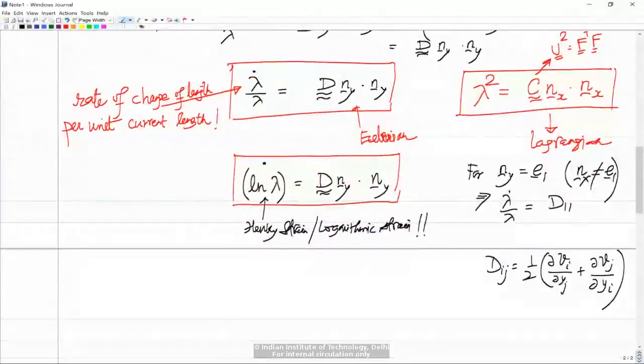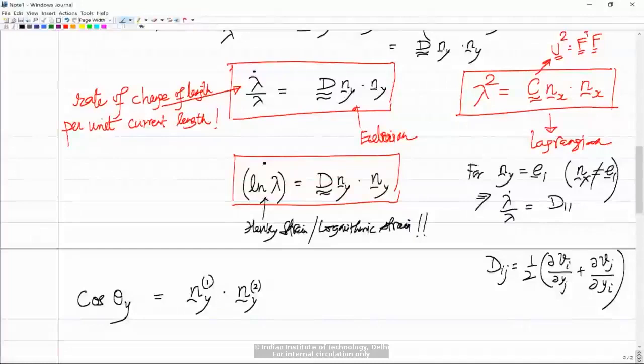Now let's try to look at some other quantities, for example, change in angle. So can we write that cos theta y, the deformed angle between two deformed line elements, is going to be ny of 1 dot with ny of 2? Will you guys agree with this? It's very simple from the geometry. Ny is the deformed orientation, and when you dot it, you get the angle between those deformed lines. So that's why it is theta y.